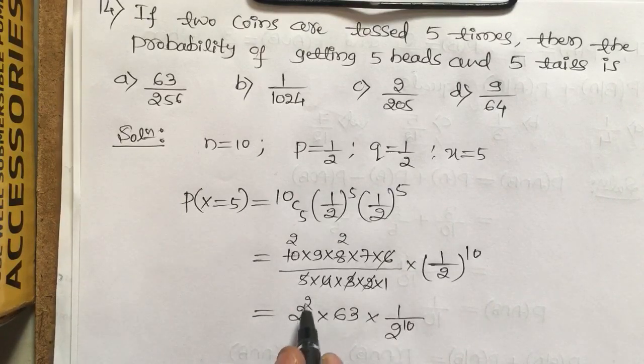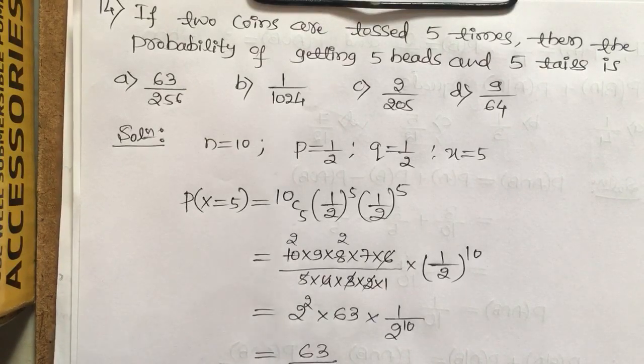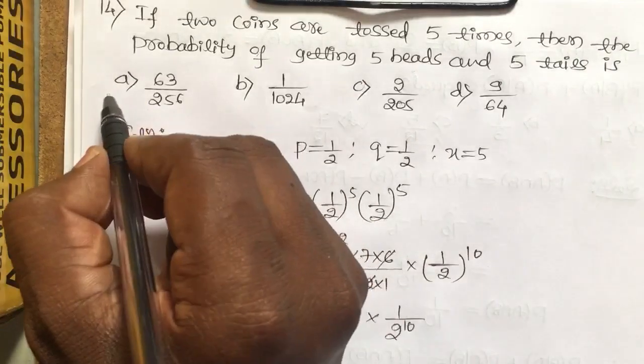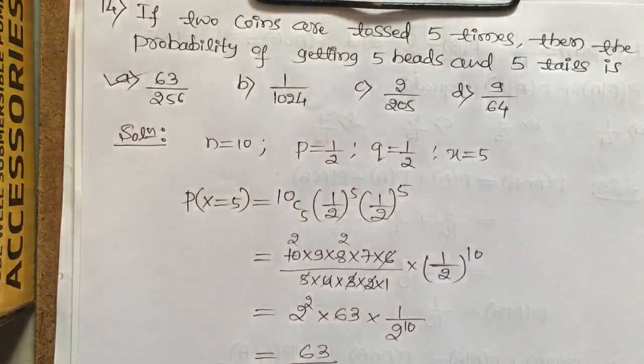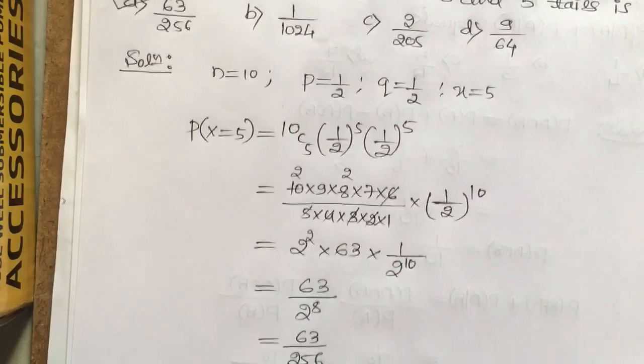So now take this to the denominator, it becomes 2 raised to minus 2. So 2 raised to minus 2 into 2 raised to 10 will be 2 raised to 8. So we have 63 in the numerator and 2 raised to 8, that is nothing but 256. So 63 by 256. Hence the answer is option A. So this is all about the 14th problem.